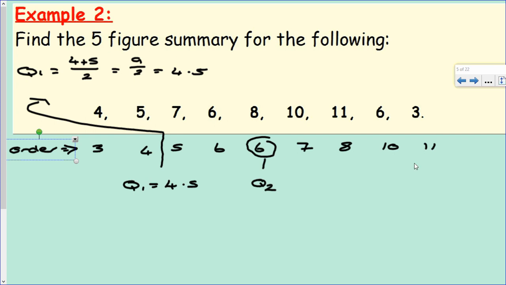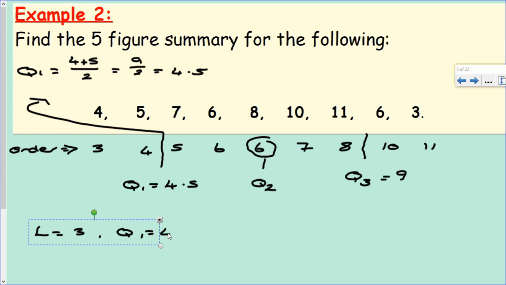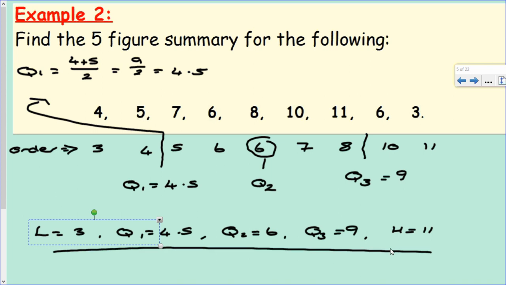Now the same for the next one, we've got a group of 4 again. If we didn't, then we hadn't done our median correctly. So it has to go in between this 8 and this 10, just put a wee line down. So our Q3, right in between 8 and 10, is going to be 9. So my lowest here is 3, Q1 is 4.5, Q2 is 6, Q3 is 9, and then my highest value is 11, and that's our final answer here. That's our 5-figure summary. That's all we're looking for.